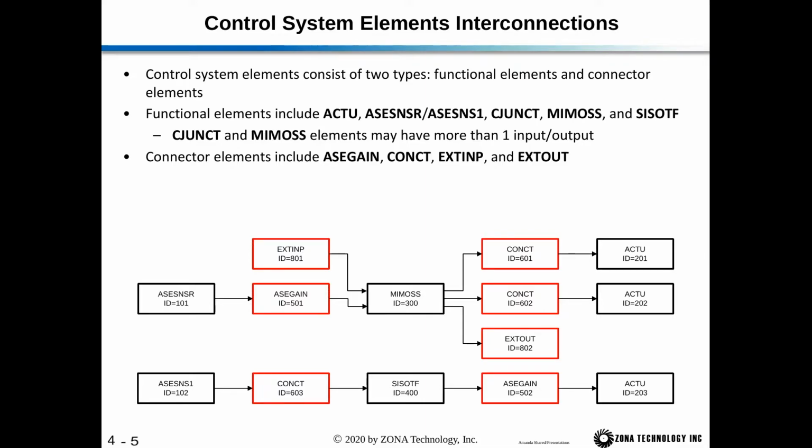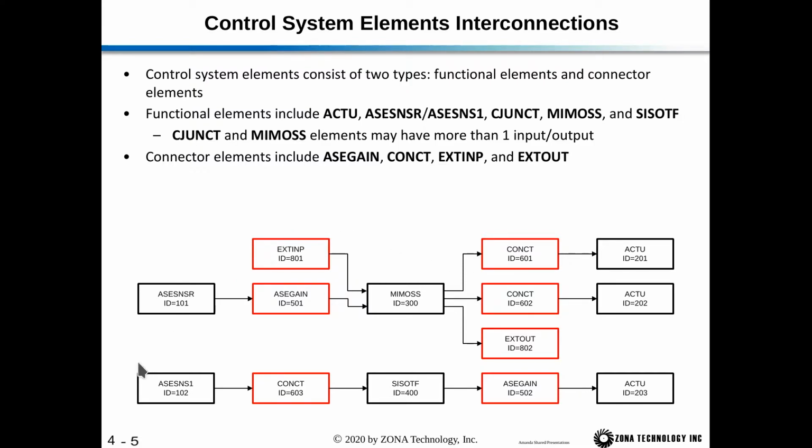So next we'll review how to connect different control elements. So control system elements consist of two types. We have functional elements and connector elements. In this diagram, functional elements are outlined in black and connector elements are outlined in red. So the functional elements include the ACTU, which is the actuator definition, ASE sensor and ASE sensor 1, which are the sensor cards, the CJUNCT, MIMOSS, and CISOTF, which are control elements. And the CJUNCT and MIMOSS elements may have more than one input and or outputs. And then the connector elements include the ASEGAIN card, the fixed connection, CONCT, and external input and external outputs.